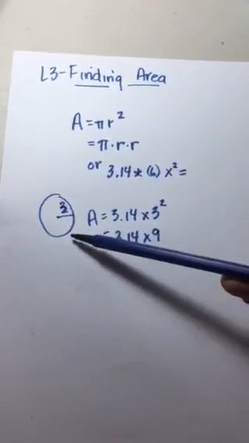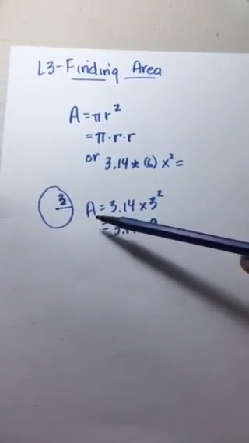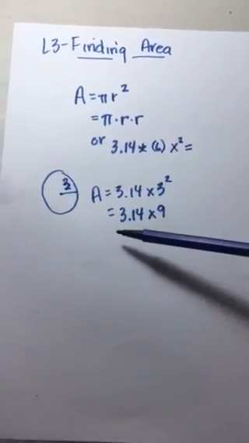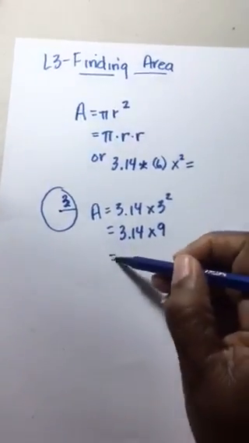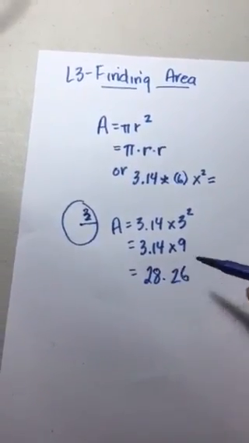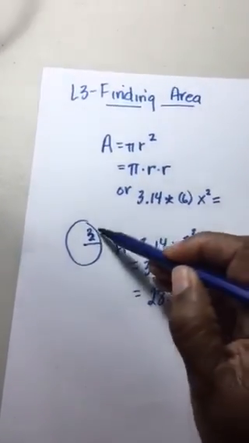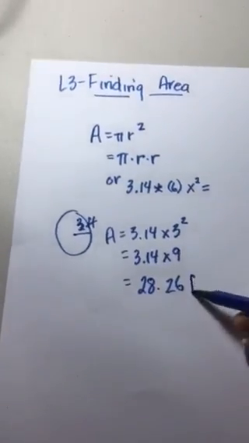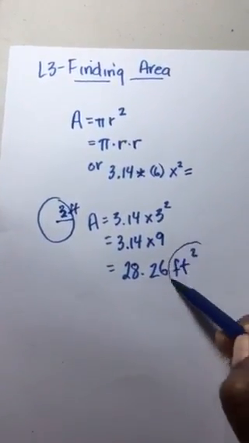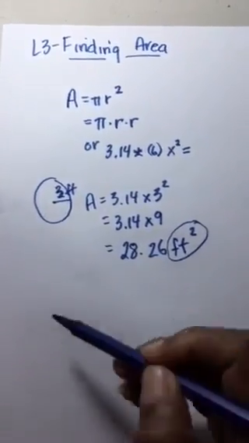So if you have a circle with a radius of 3, then the area is 3.14 times 3 squared, which is 3.14 times 9. This equals 28.26. Let's say this was feet. Then this is going to be feet squared. You must put these units in, otherwise your answer is going to be wrong.